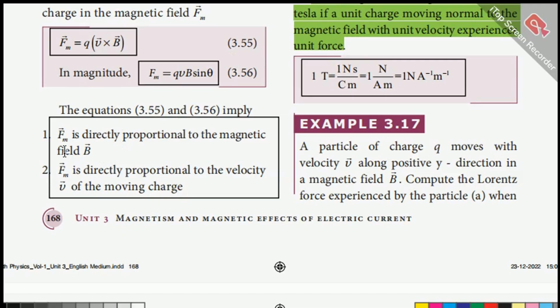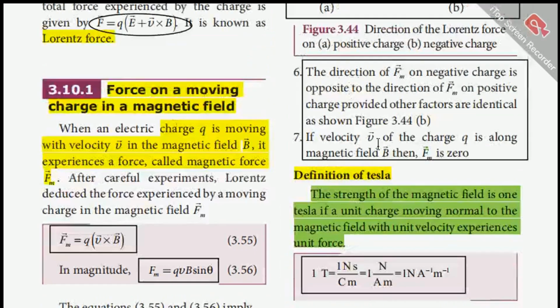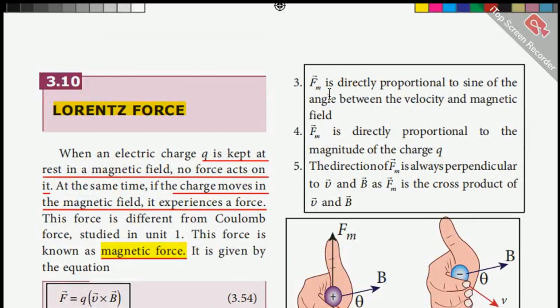This force Fm is directly proportional to the magnetic field B, and the force Fm is directly proportional to the velocity v of the moving charge. Next, the force is directly proportional to the sine of the angle between the velocity and magnetic field, and the force is also directly proportional to the magnitude of the charge Q.